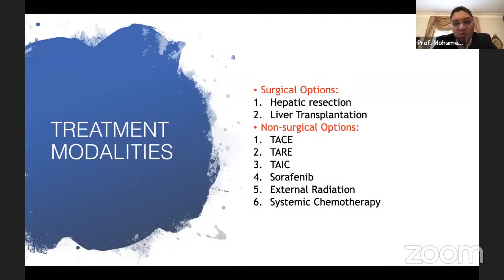Treatment options for portal vein tumor thrombus are either surgical options or non-surgical options. Surgical options include hepatic resection and liver transplantation. Non-surgical options include TACE or TARE, Sorafenib, external radiation, and systemic chemotherapy.